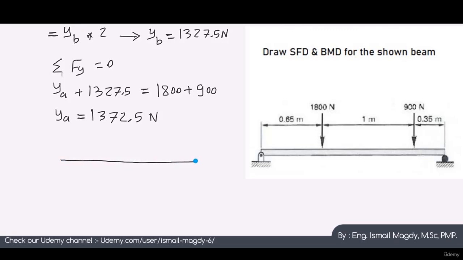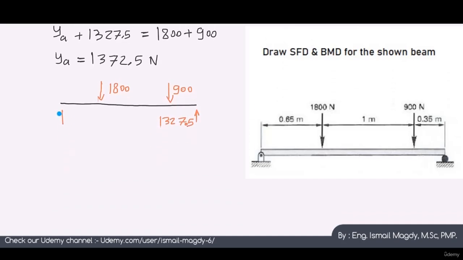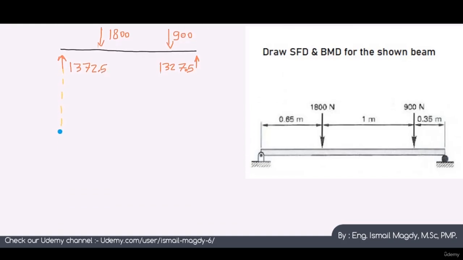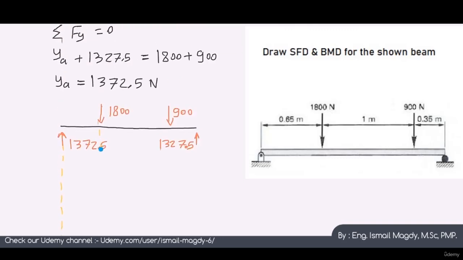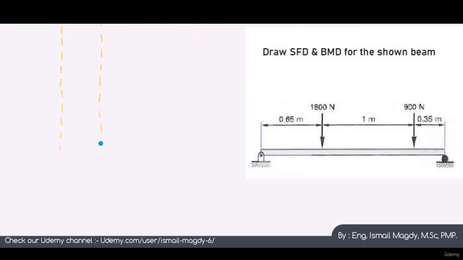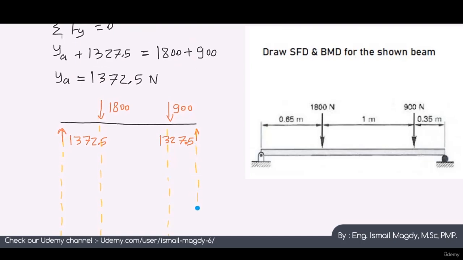We'll start by drawing our beam here. We have here the vertical force of 900, and we have here the vertical force of 1800. We have here a vertical reaction of 1327.5, and we have here another vertical reaction of 1372.5. We will start drawing our shear force diagram and bending moment diagram. First, let's draw these vertical lines so we can follow the location of the forces.